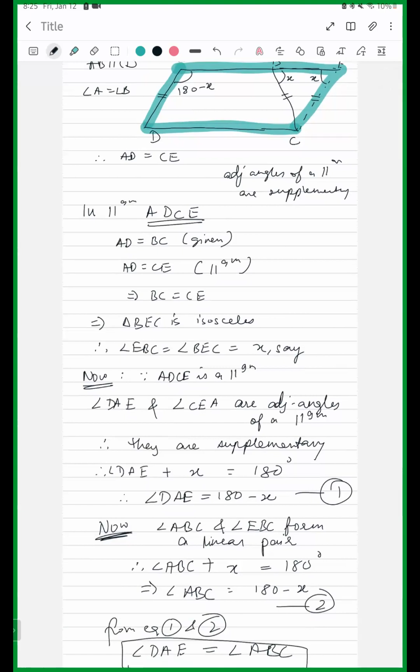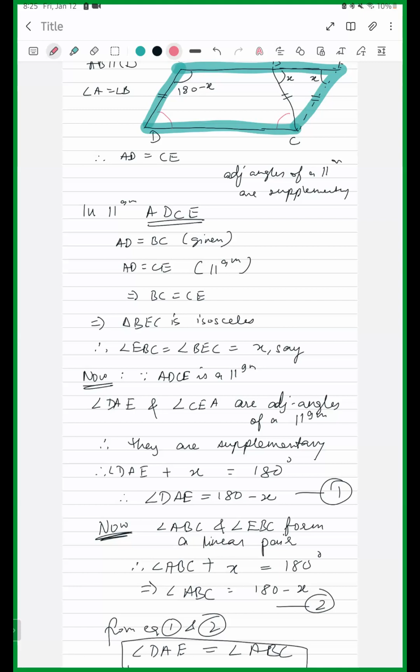Let's see the second part of the question. It says, show that angle C is equal to angle D. Don't we do it the same way as angle A is equal to angle B?